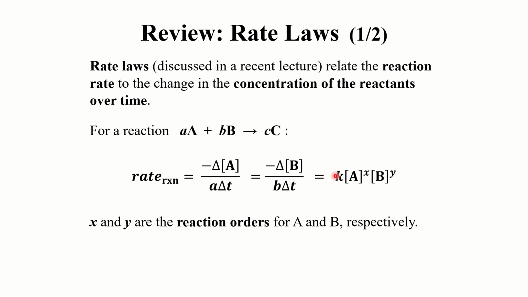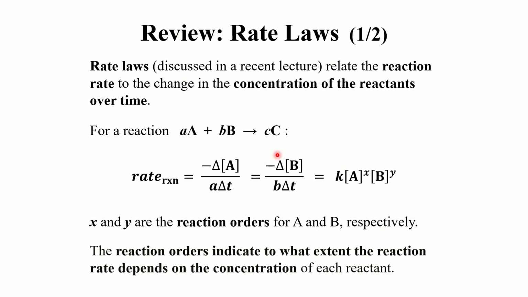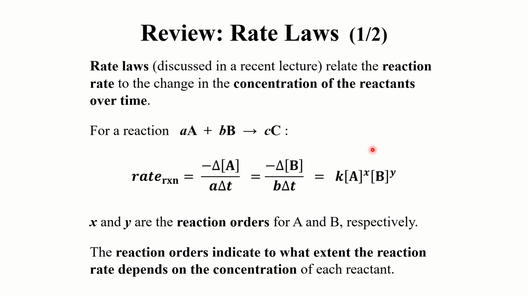We also learned then about rate laws, which really relate the concentrations themselves to the rate of the reaction, where X and Y are the reaction orders for the reactants A and B, respectively. K here is the rate constant. Remember, delta meaning change. Here we have these negative signs because A and B are both reactants, again, as covered in lecture number 8. As we learned, the reaction orders indicate to what extent the reaction rate depends on the concentration of each reactant.